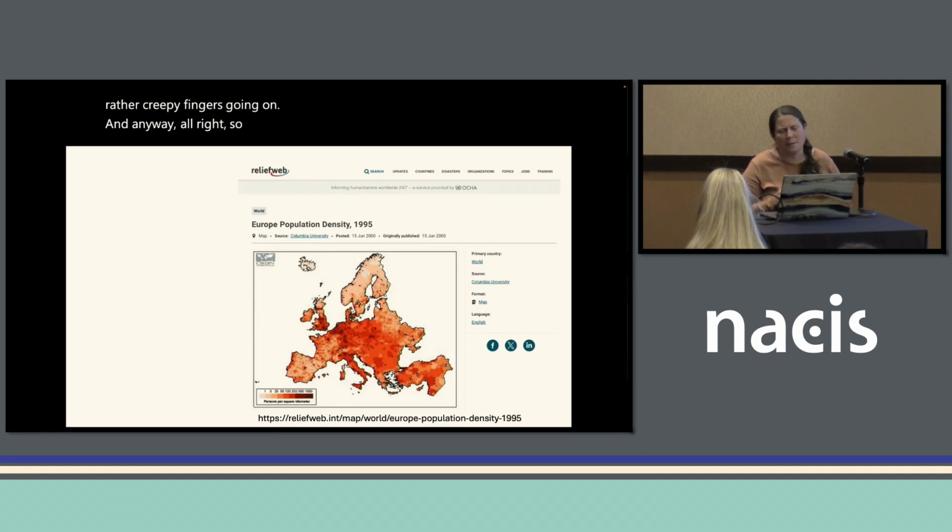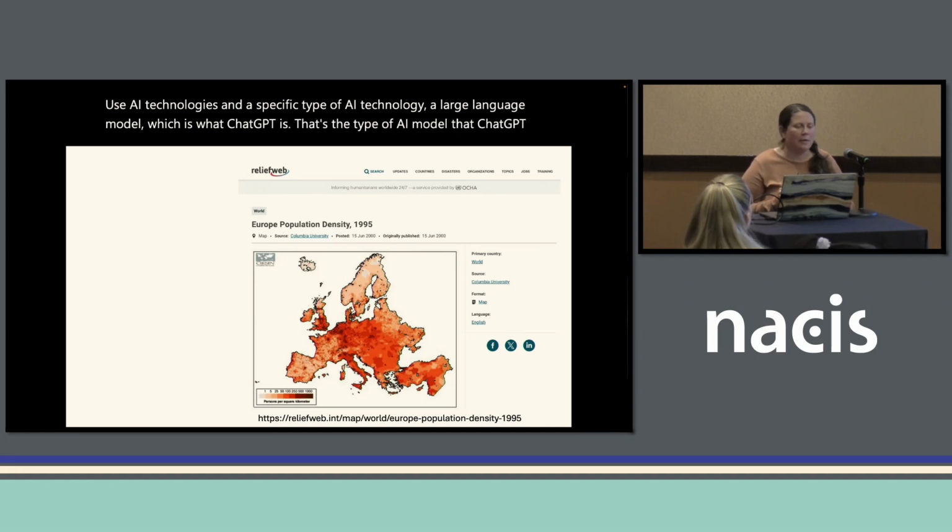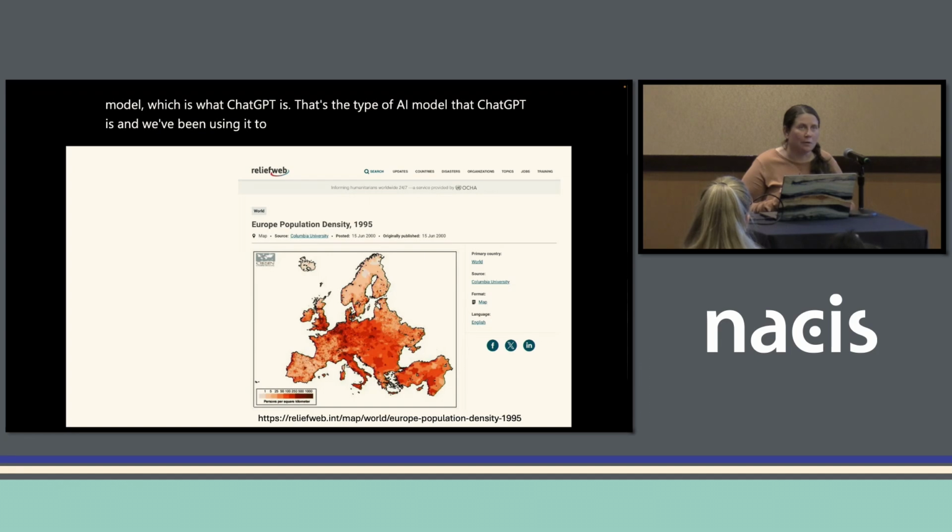So we've been working on this project where we've been trying to use a specific type of AI technology, a large language model, which is the type of AI model that ChatGPT is. And we've been using it to try and generate accessibility descriptions for maps. So this is a pretty simple and straightforward map. It shows one theme of data, and it really only has one layout element on it. It's got a legend. It doesn't have a title. It doesn't have many of the things that we would normally put on a map.